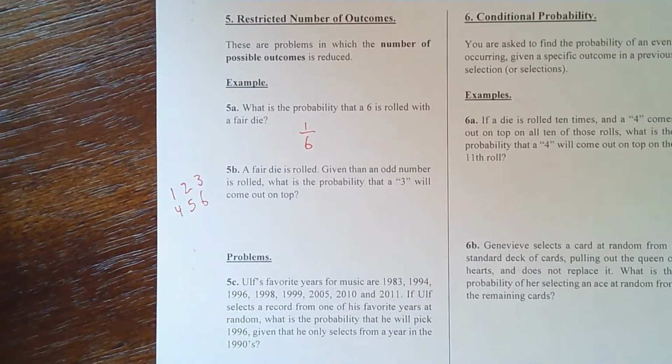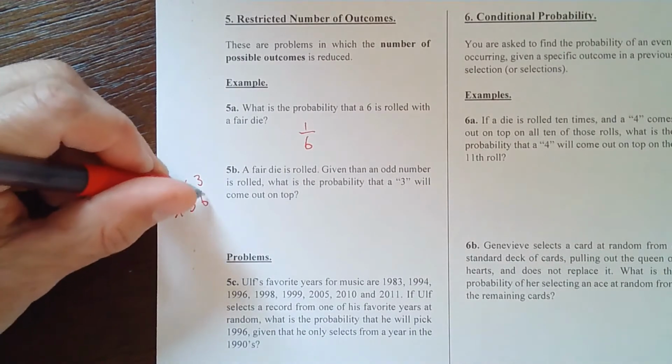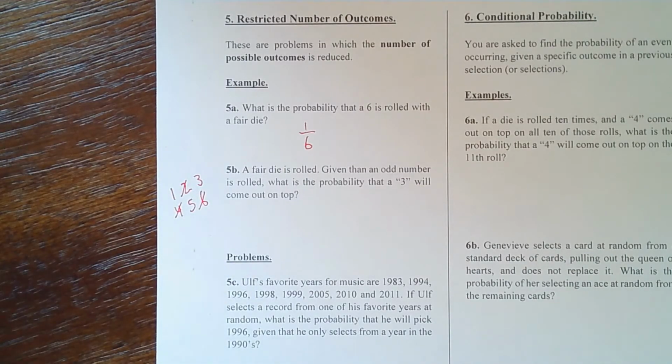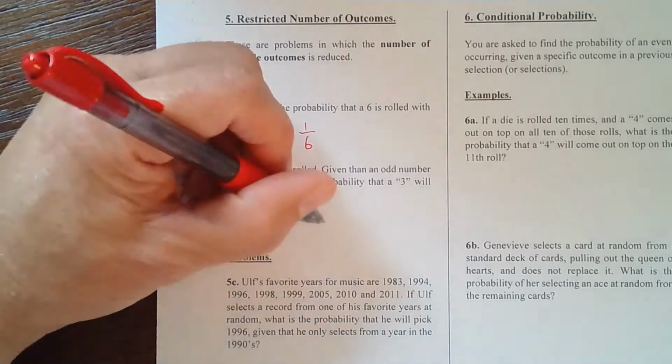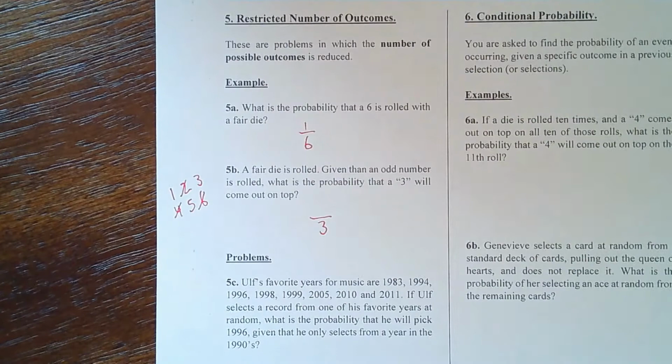Suppose that we take away the 2, the 4, and the 6 as possible outcomes. It has to be a 1, 3, or 5. We're limiting the number of possible outcomes. It's a given that 1, 3, or 5, an odd number, will be rolled. So we only have 3 possible outcomes to work with.